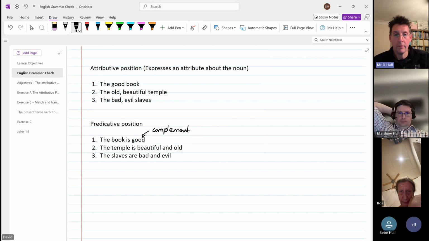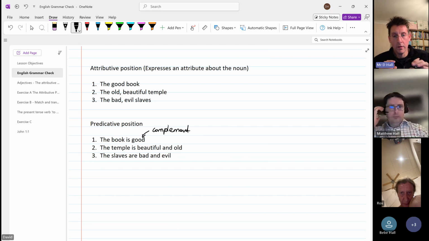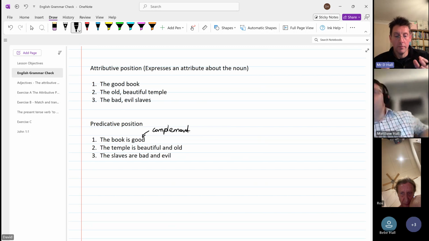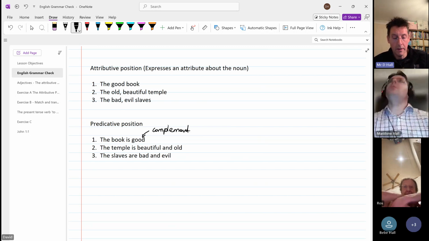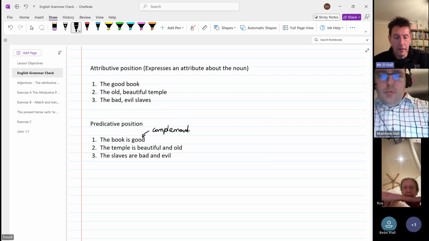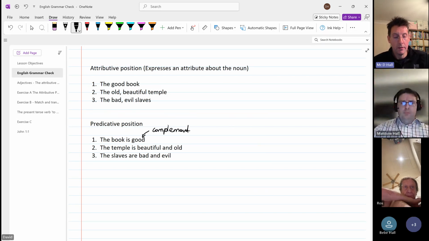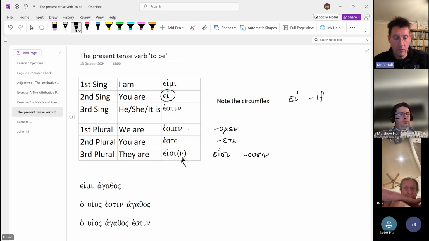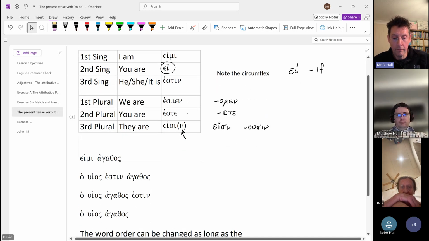And you can of course do the same as we talk in terms of stacking the adjectives. So the temple is beautiful and old. The slaves are bad and evil. So that's that particular position for our adjective, i.e. the position in the sentence or in the clause, it's got one of two options here. All right, and in Greek there is a way of being able to determine which one it is. One of the ways is because it will use the verb.